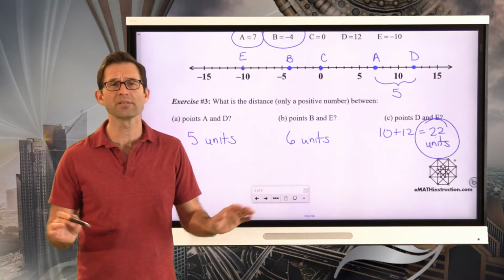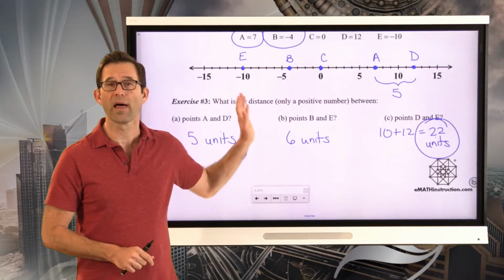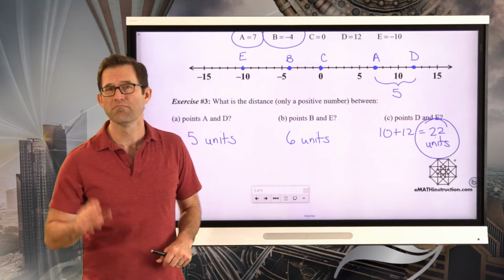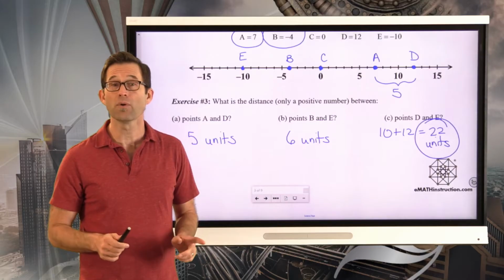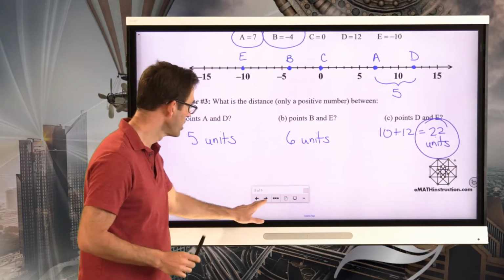All right, so just plotting some points, thinking about distance. We're going to eventually have a formula that allows us to calculate the distance between any 2 points plotted on a number line. But that's a little ways in the future. Let's not worry about that for now. Let's keep going and talk about what rational numbers are.